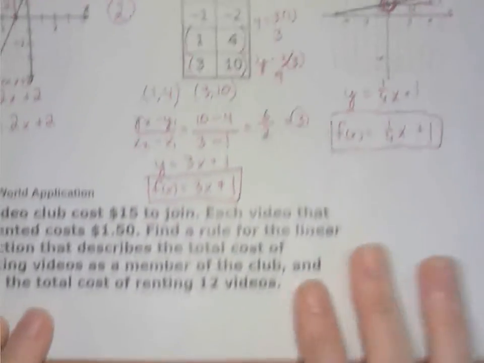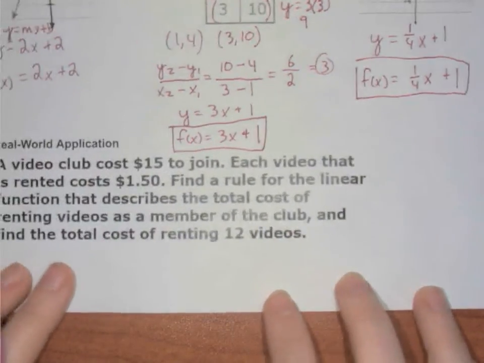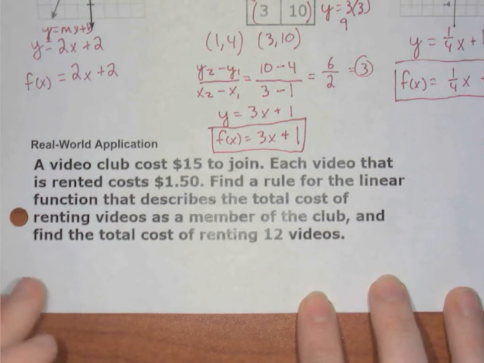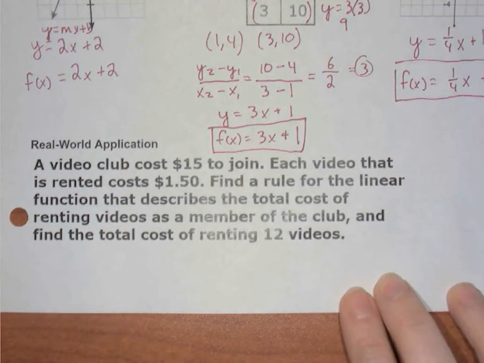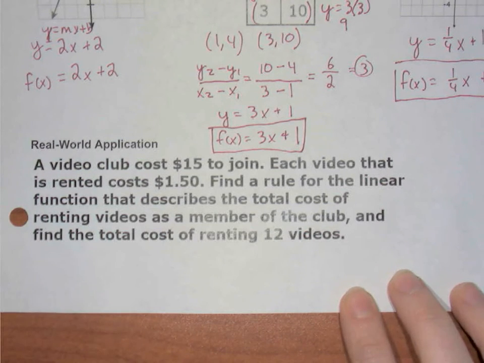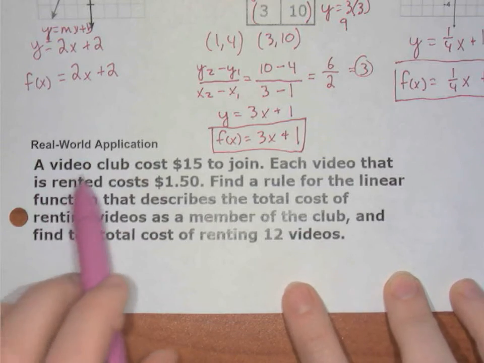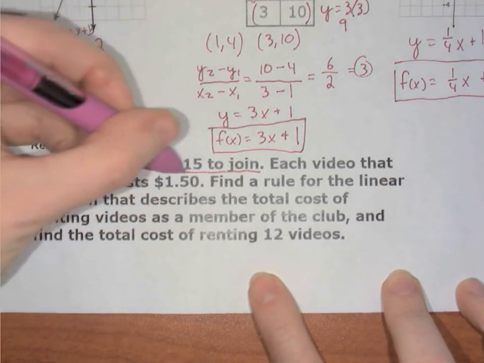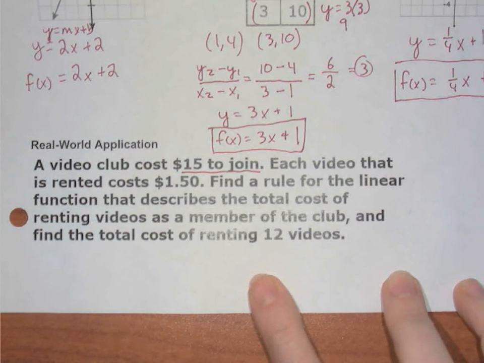Alright, let's move on to some real-world problems, and we're going to see a lot more of these in the near future. So I'm going to read through this problem, and I'm going to kind of highlight or underline the important information that looks like it could be useful in our answer. So it says a video club costs $15 to join. So I see a number, and I bet that that's probably pretty important, so I'm going to underline that. Each video that is rented costs $1.50.